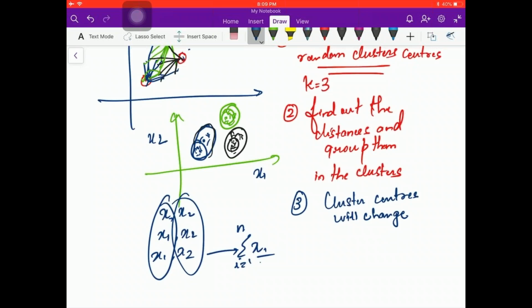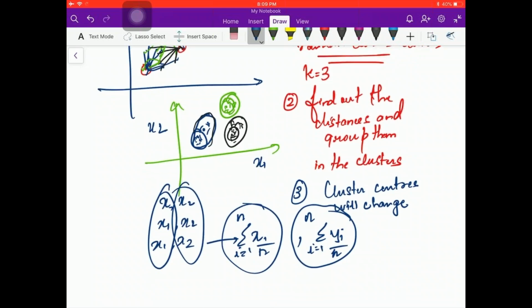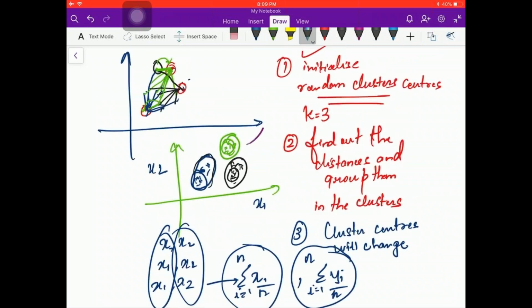The sum divided by the number of points in that cluster, and similarly for y. So we get this, right? This is the cluster center. So the cluster center will change. Now again you do whatever you did on the top. The distances will now be calculated from the new cluster center. And this procedure is iterative.